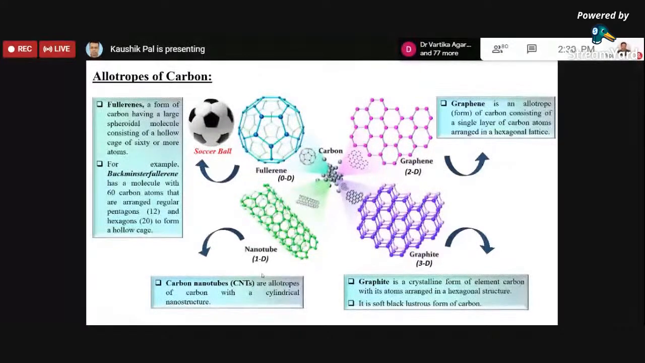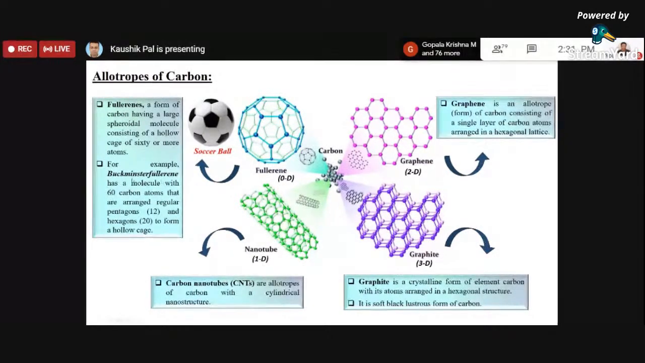Of course there are so many types of carbon allotropes available right now, but I can explain very precisely so that you can easily understand the different types. The first one is known as fullerene. Fullerene is nothing but looks like a soccer ball basically. It is a form of carbon having a large spheroidal molecule consisting of a hollow cage of 60 or more atoms. So it is known as zero dimensional, or 0D.